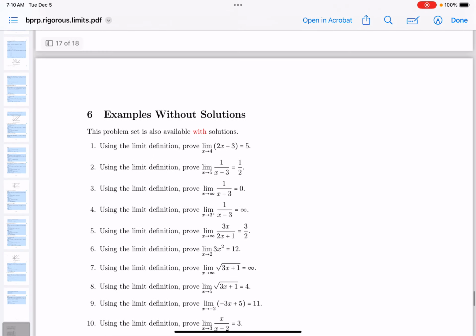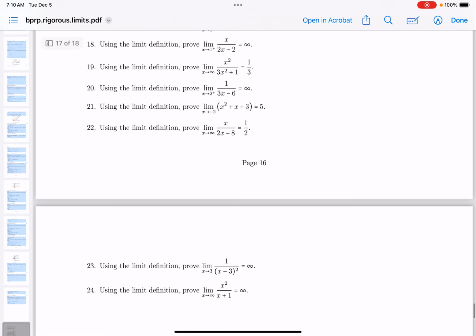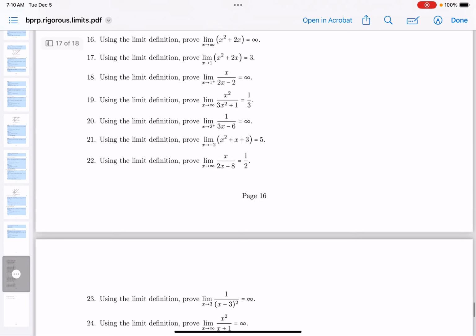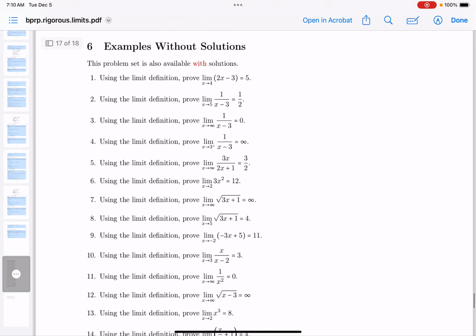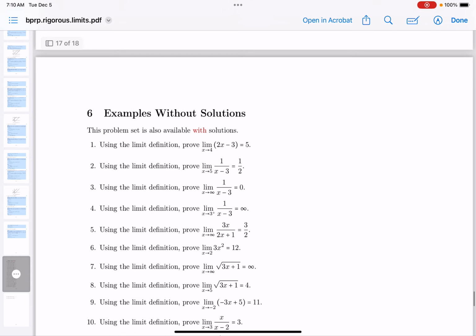And it brings us to the complete problem set without solutions, by the way. There's 24 problems there. Some are difficult, some are pretty easy. The bottom line is the more practice you do, the better you get at this. So let's go back to the with solutions.